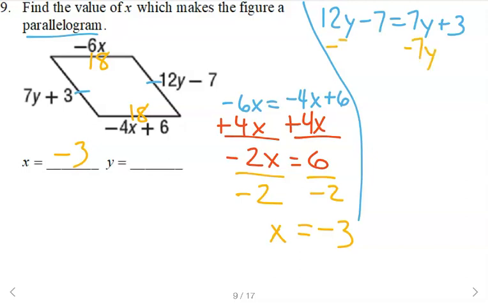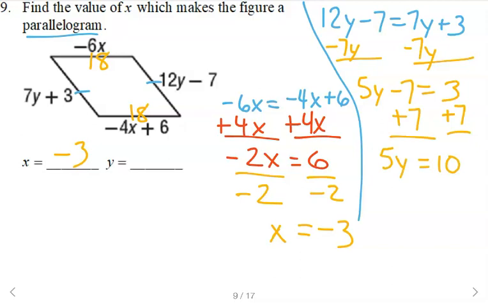Alright, we'll subtract 7y from each side. Add 7. Divide by 5, and so y is 2. We can plug that back in, we'll get 17 for this and for this.